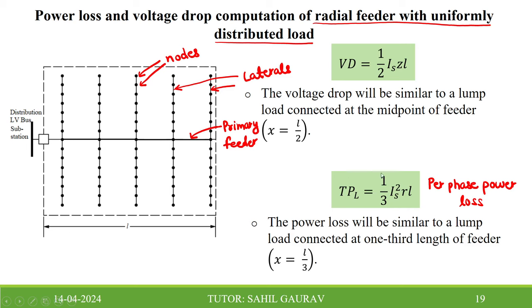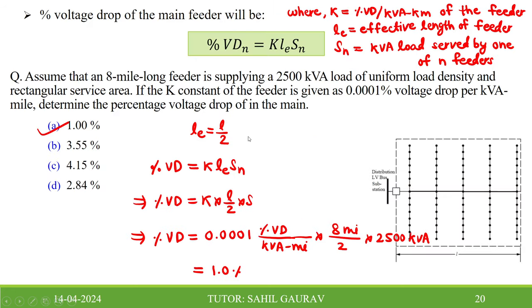Now if you find the total power loss for this radial feeder having uniformly distributed load, the per phase power loss will be one third of IS square RL. So you can say that this power loss will be similar to a lump load connected at 1/3 of the length of the feeder. Now this is the generalized expression for voltage drop of the main feeder, that is K into LE SN, where K is the percentage voltage drop per kVA mile of the feeder, LE is the effective length of the feeder, and SN is the kVA load served by one of the N feeders.